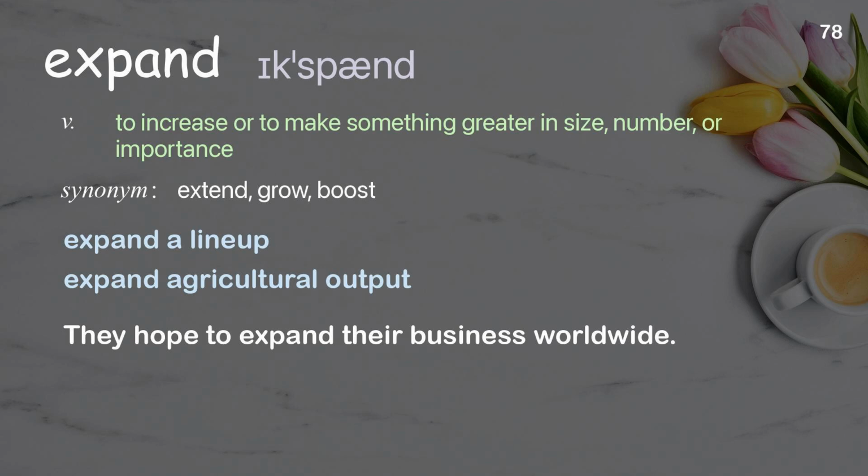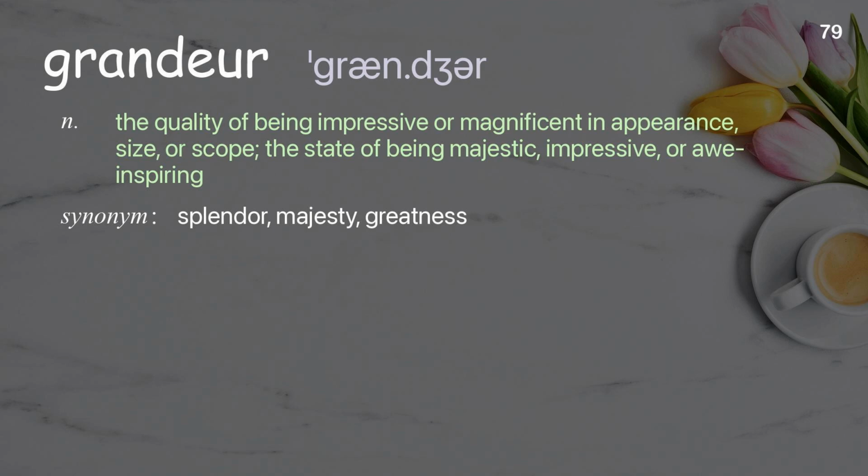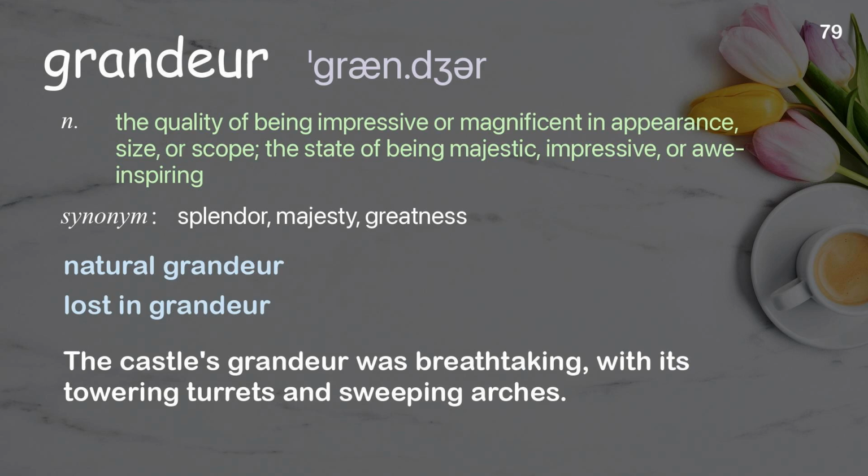Grandeur: The quality of being impressive or magnificent in appearance, size, or scope. The state of being majestic, impressive, or awe-inspiring. Examples: natural grandeur, lost in grandeur. The castle's grandeur was breathtaking, with its towering turrets and sweeping arches.